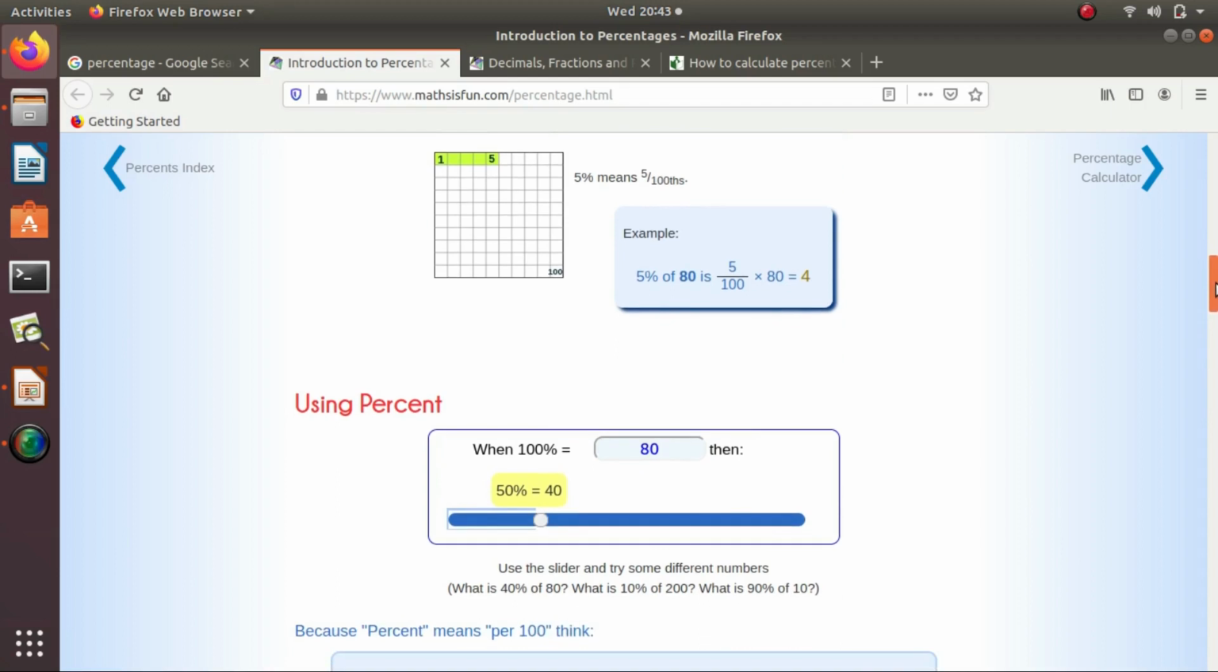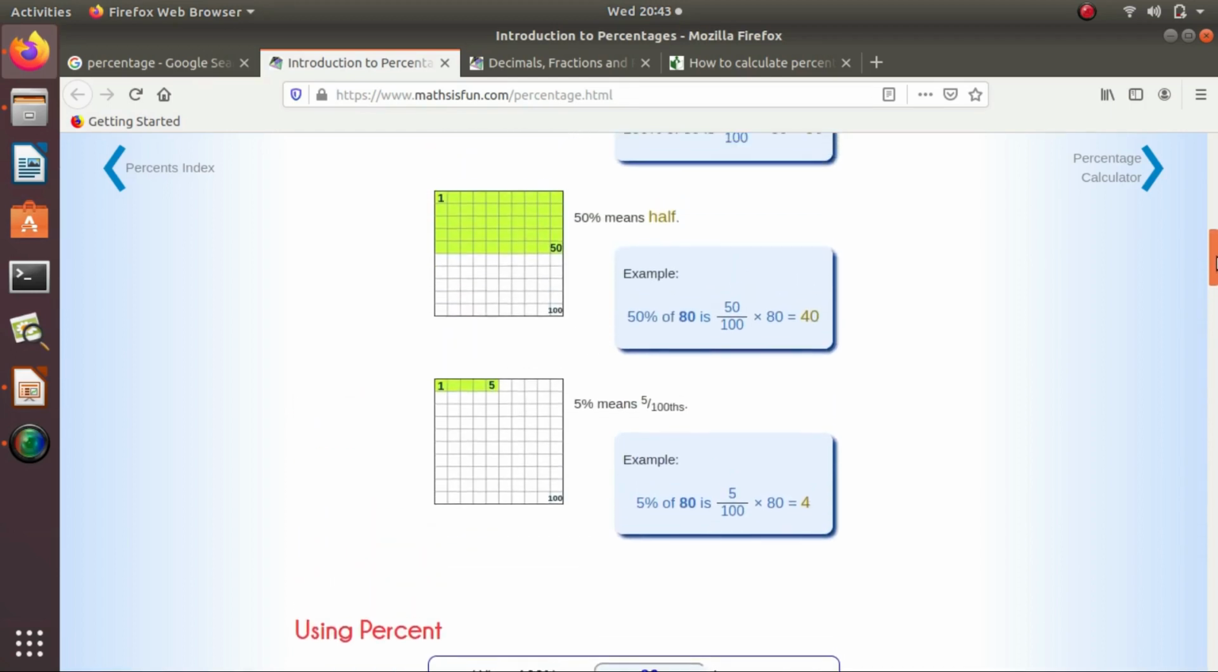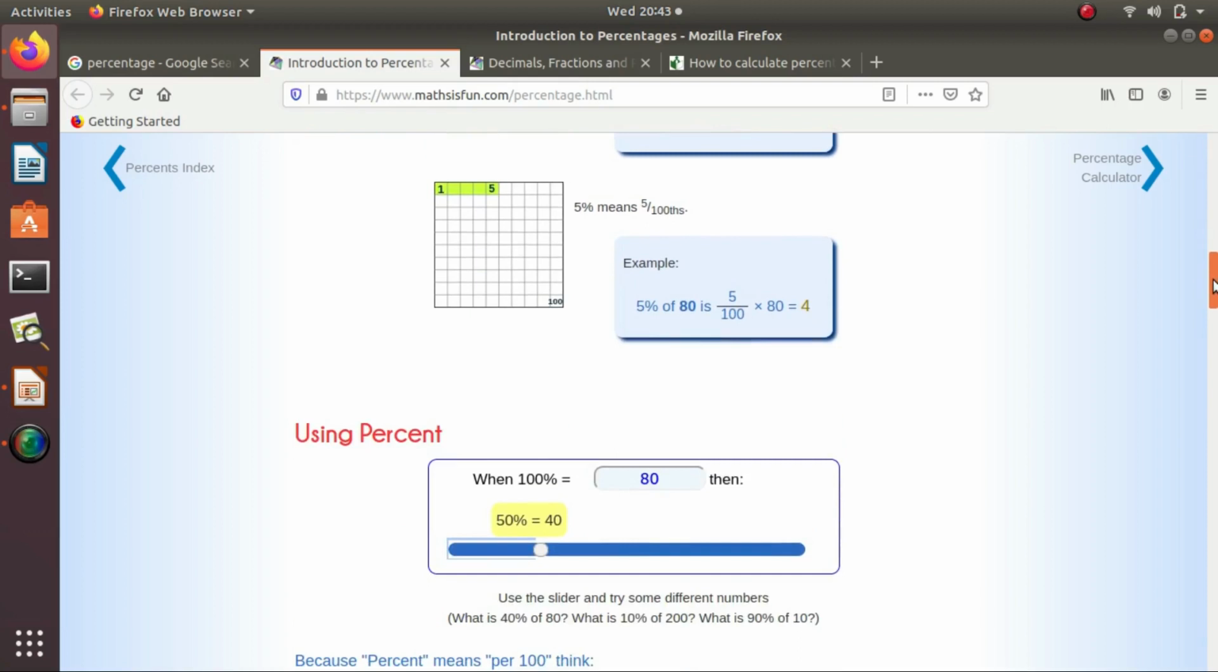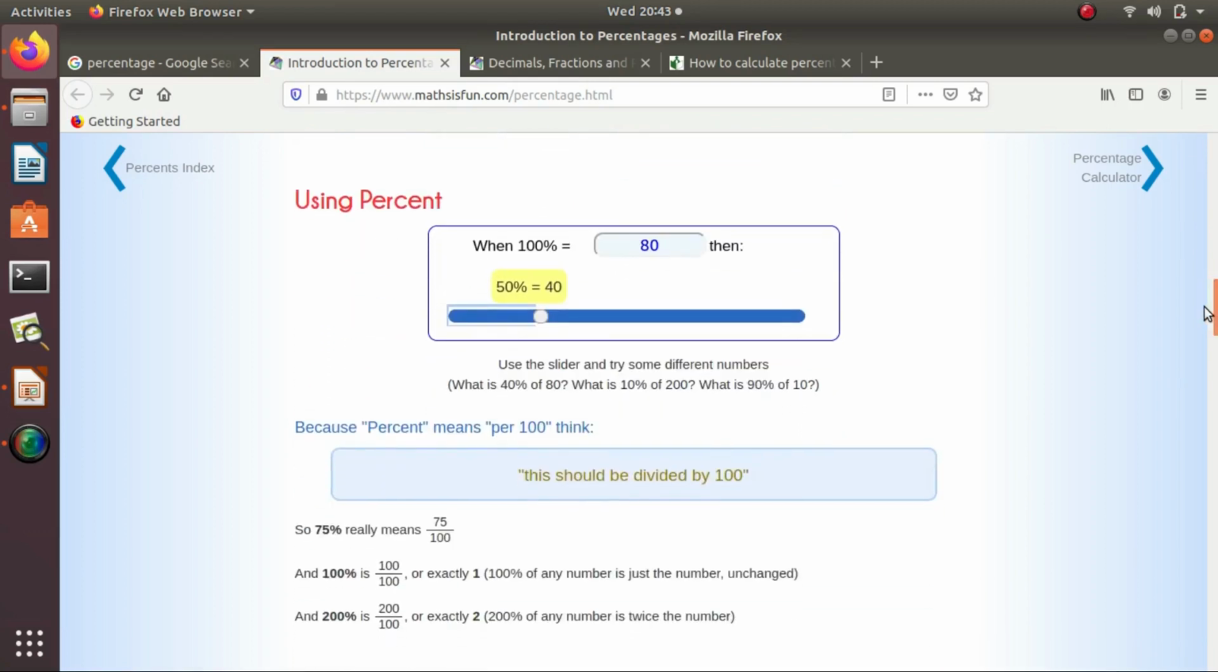Here I hope you guys are understanding. Here we have a percentage calculator. The number we have is 80. What is the 50%? 50%, that is half of 80, that is 40. Let me change this to 100%. See, what is 100% of 80? That is whole 80, that will give exactly 80.